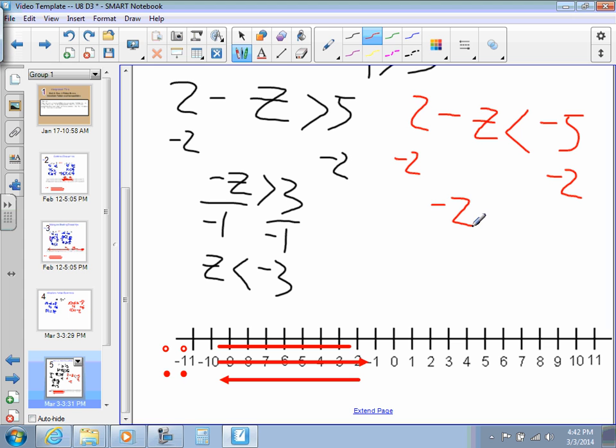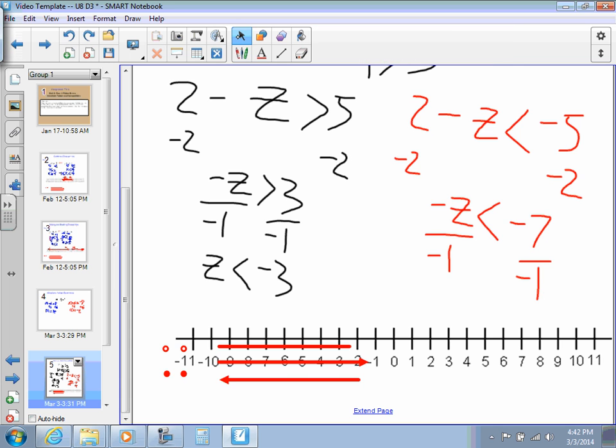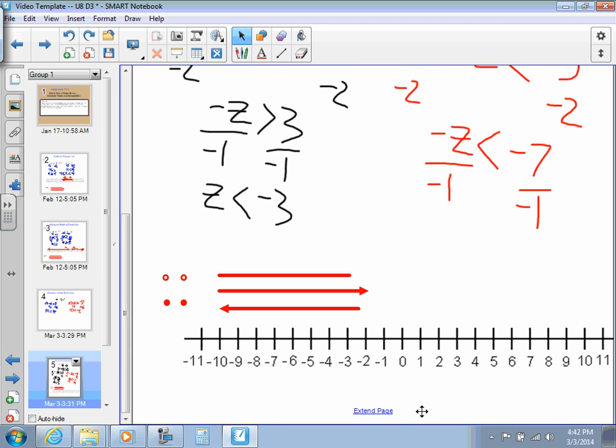negative z is less than negative 7. Divide both sides by negative 1. And when I do, I will get z. I'll have to flip the inequality, is greater than, and now we've got positive 7.